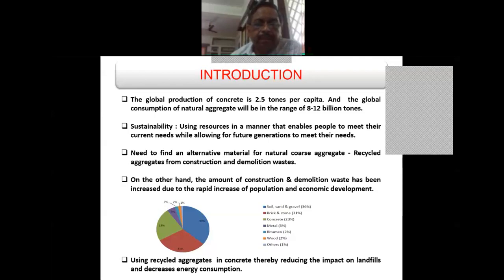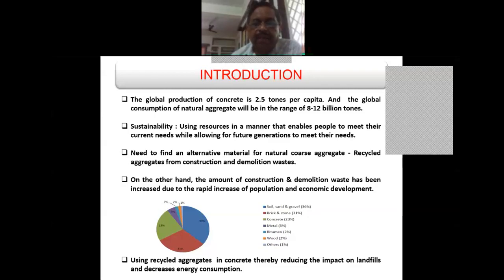If you see the construction and demolition waste, it contains soil, bricks, stones, concrete, metals, bitumen, wood, and other things. If you segregate it, take out only the concrete and make it into aggregate, then you can call it recycled concrete aggregate (RCA). If it contains all the bricks, stones, concrete, some wood, tiles and other things, then you can call it RA.